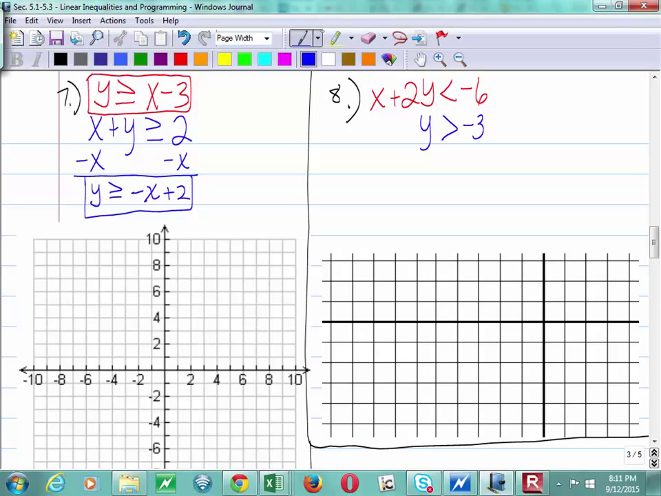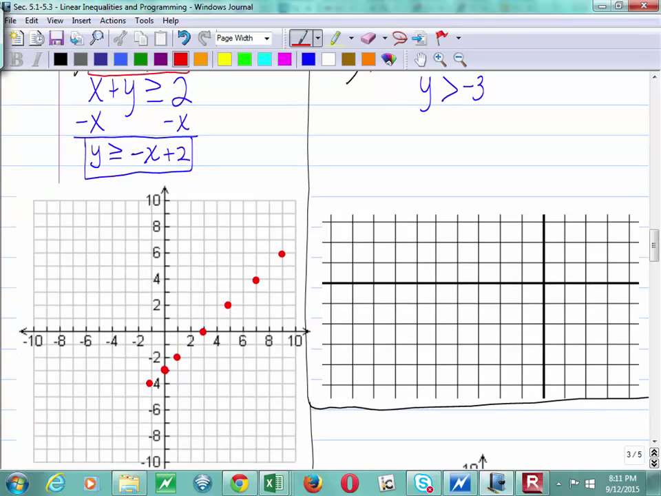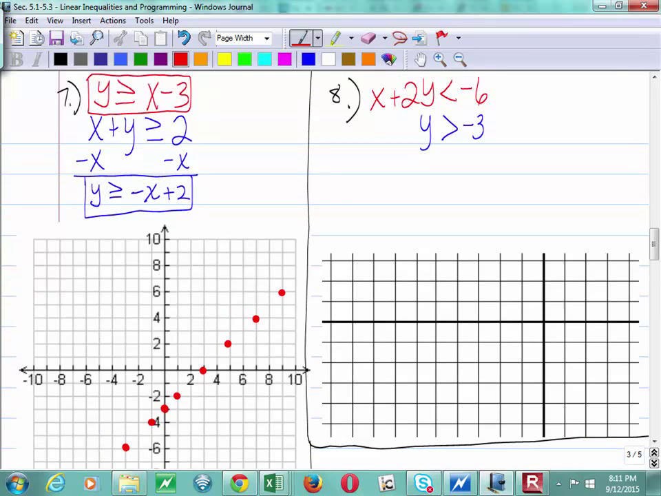Alright, so the first line has a y-intercept at -3 with a slope of 1, so from there you're just going up 1 over 1. Alright, and that is less than or equal to, so that's going to be a solid line.